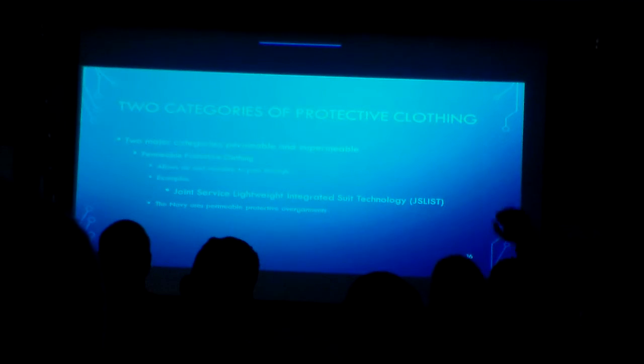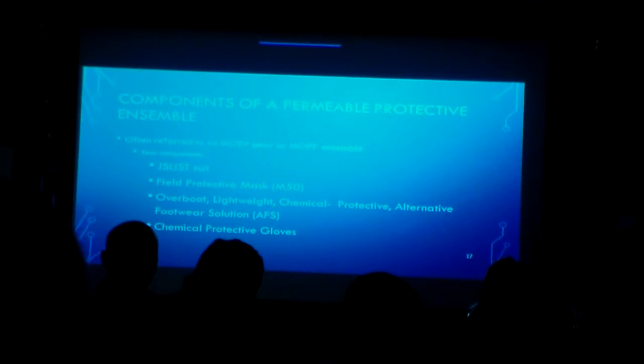Permeable protective clothing allows air and moisture to pass through. Examples are the JSLIST or JS list. The Navy uses protective overgarments, often referred to as MOPP gear or MOPP ensemble. Four components: JSLIST suit, field protective mask M50, overboot, lightweight chemical protective alternative footwear solution (AFS), and chemical protective gloves.